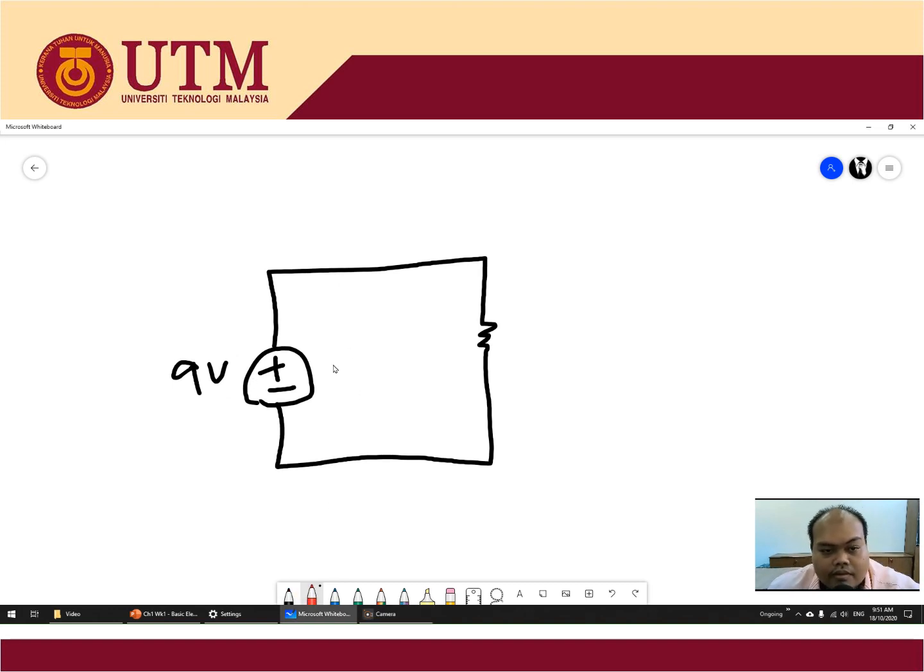Now we look at this. Remember that I said we focus on the conventional current, which means the current will move from positive to negative. To represent that direction of current, we just put an arrow like this, always from the positive source to negative. Then the abbreviation for current is I, and the unit is, for example, if the current is 3 ampere. You have to differentiate.